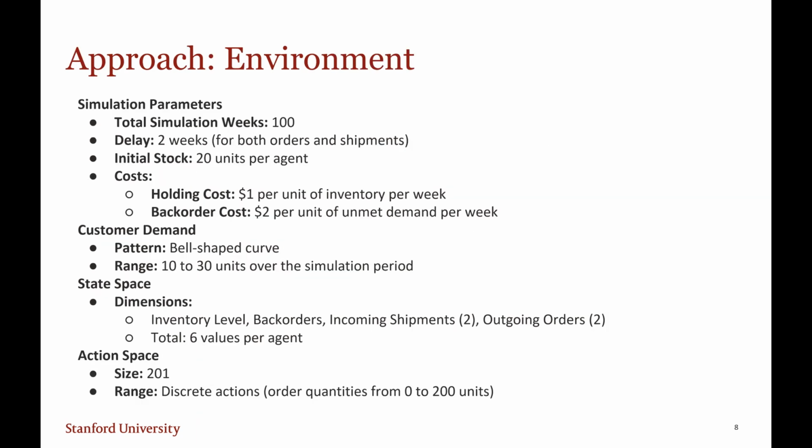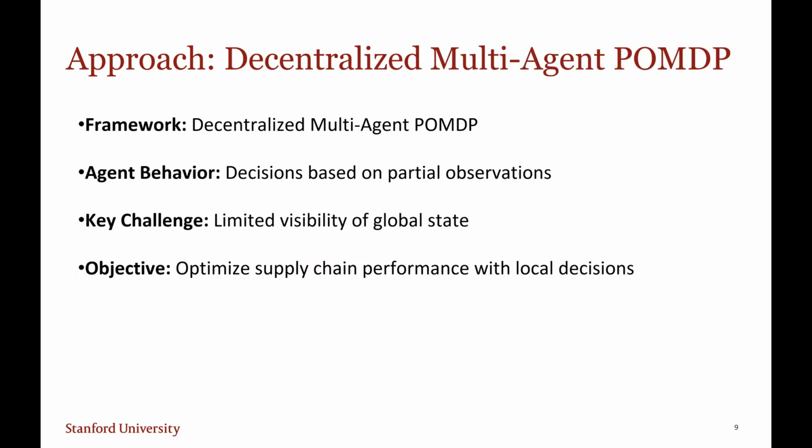Our simulation has 100 total weeks with a delay of 2 weeks for both orders and shipments. We have an initial stock of 20, holding cost of 1, and backorder cost of 2. Our customer demand is a bell-shaped curve ranging from 10 to 30. The state space for each agent includes 6 values: inventory level, back orders, 2 incoming shipments, and 2 outgoing orders. The action space allows agents to place orders ranging from 0 to 200 units, offering a total of 201 discrete actions. We model this problem as a decentralized multi-agent POMDP, where each agent makes decisions based on partial observation of the supply chain state. The challenge lies in limited visibility and coordination, and our goal is to optimize overall supply chain performance through effective local decisions.